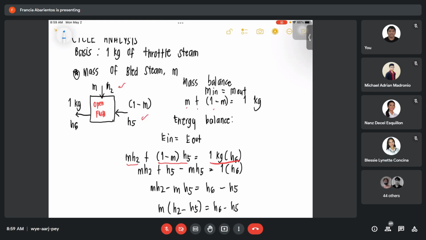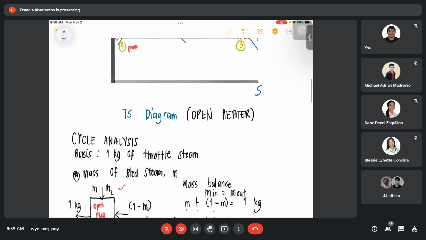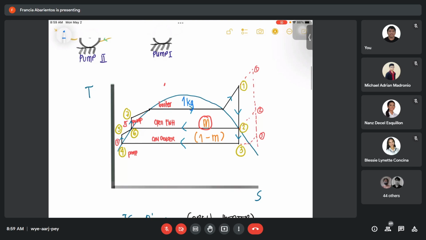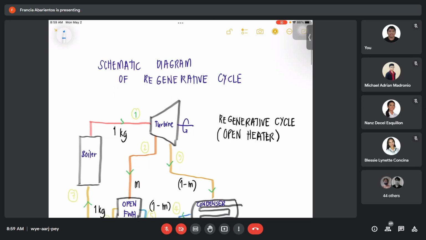Okay? The energy equation or the energy balance that is needed to solve for the given problem in a regenerative cycle is always located at the open feed water heater. Take note, pwedeng maging superheated yung point 2 natin and point 3 depending upon the given state points. Okay? So this is now the open feed water heater. Okay?